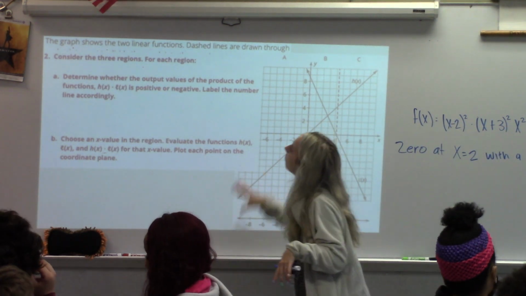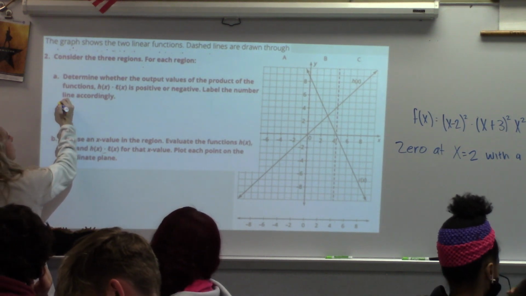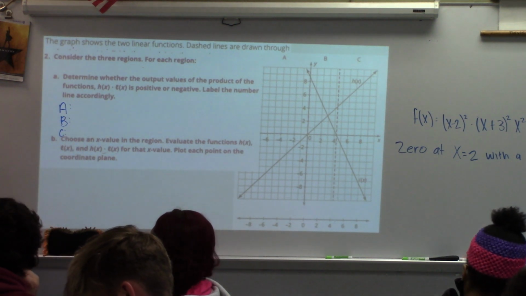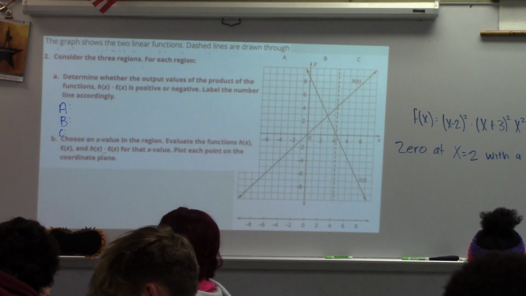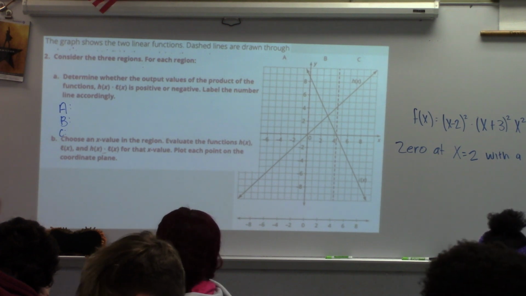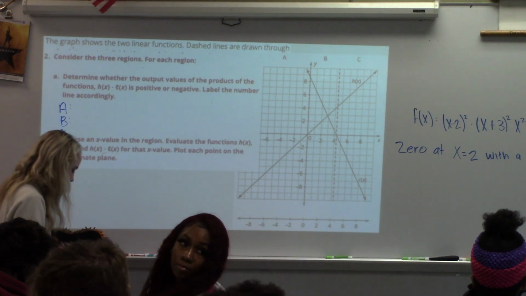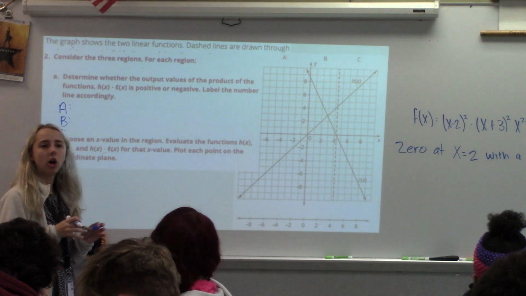So remember, we can go over this real quick because we just did it in our bell ringer. David, in region A, is the product of these factors going to be positive, negative, 0? What do you think? Yeah, region A, the product of these factors.